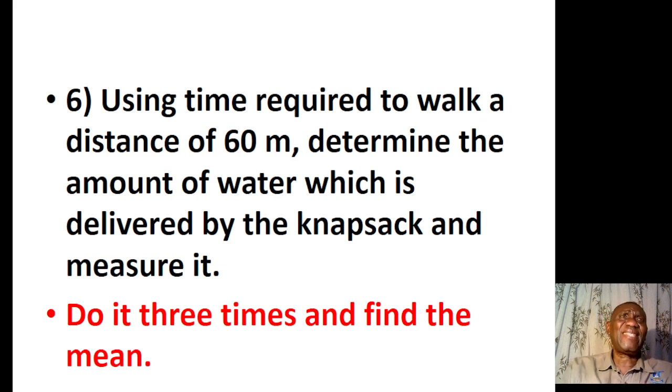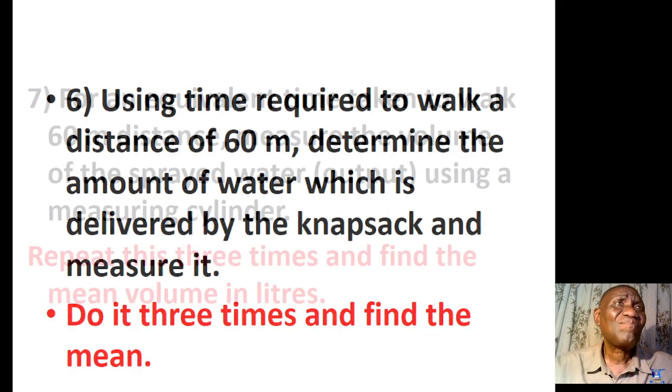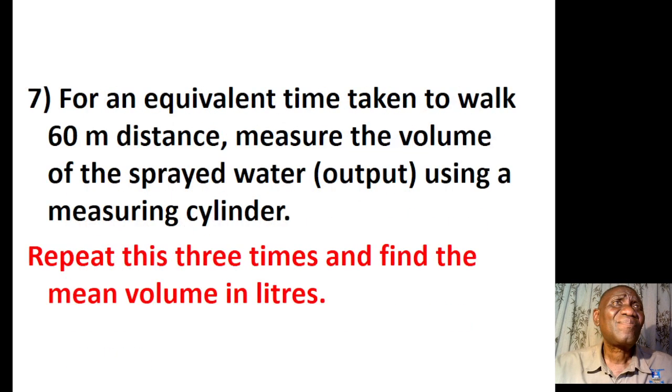Number 6, using the time required to walk a distance of 60 meters, determine the amount of water which is delivered by the knapsack and measure it. So you do it 3 times. For an equivalent time taken to walk 60 meters, measure the volume of water or output using a measuring cylinder. You also repeat it 3 times so that we find the mean.